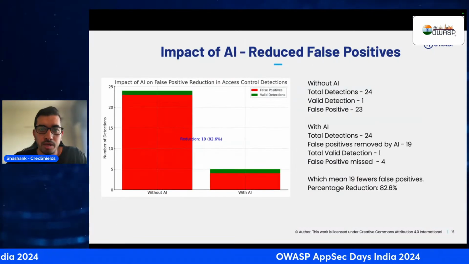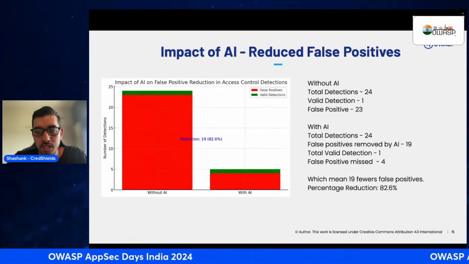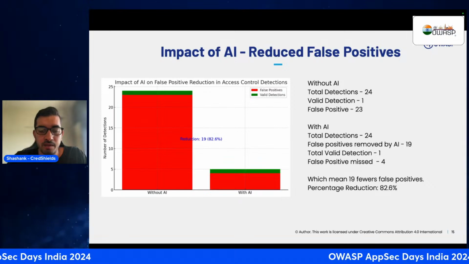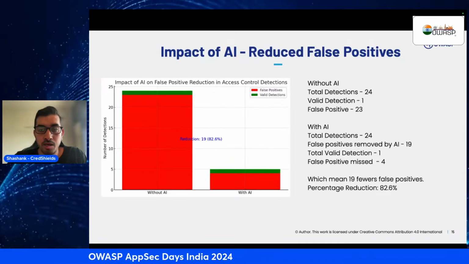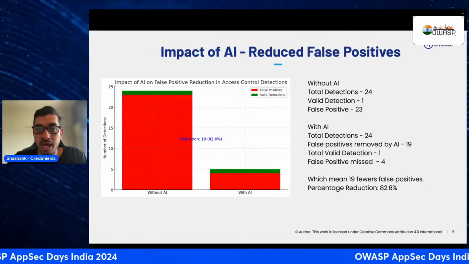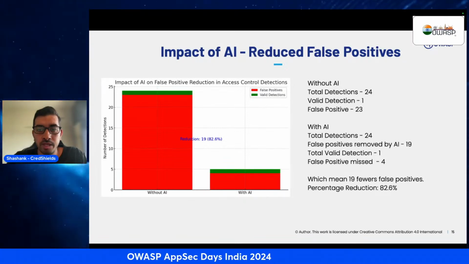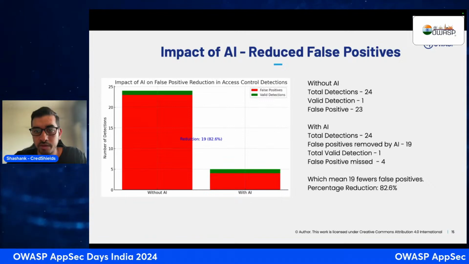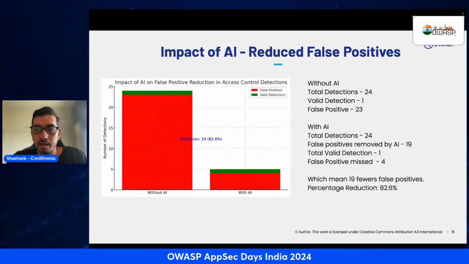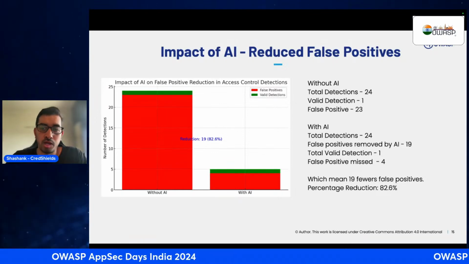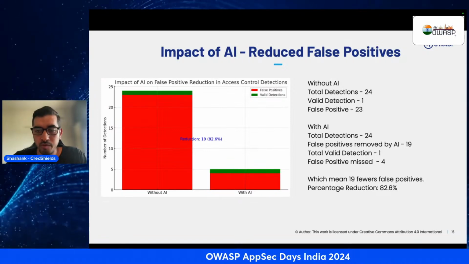If we talk about the results, without AI there were 24 detections, one was valid, and 23 were false positives. In a very traditional way, this is still helpful because the user or the developer or the company was able to catch a very big vulnerability at the click of a button. But it comes with a lot of inconvenience, as there were 23 false positive detections. With AI, it removed 19 of the false positives, so the number of false positives was still 4, and the valid one was not a false negative, so it was still found as valid.